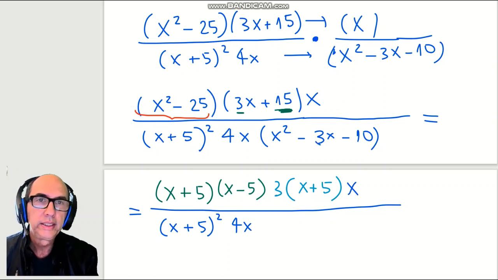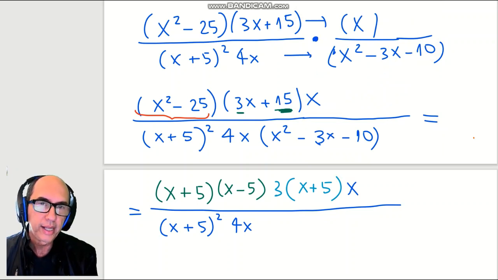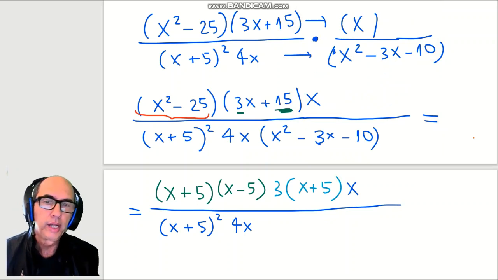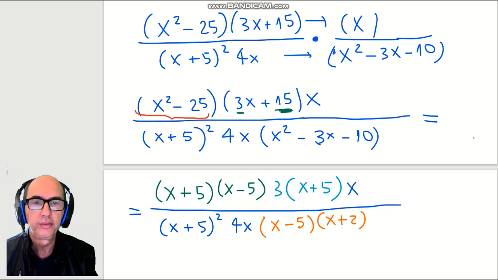Think about two numbers that multiplied equal negative 10, and if you add, equal negative 3. And you're going to come up with x minus 5 and x plus 2. Negative 5 plus 2, negative 3. Negative 5 times 2, negative 10.